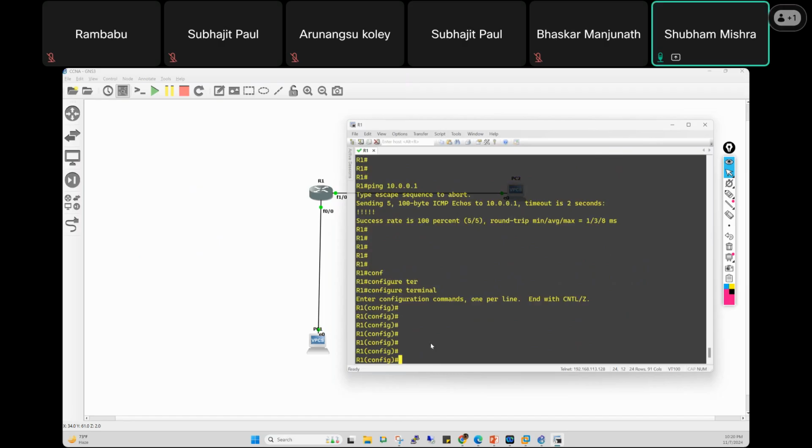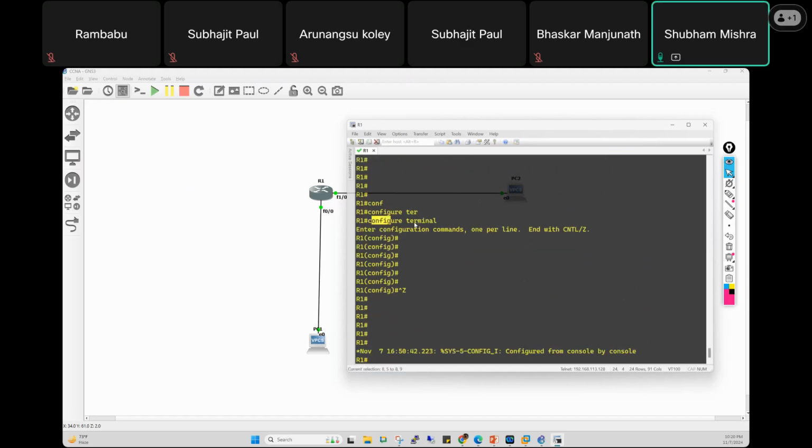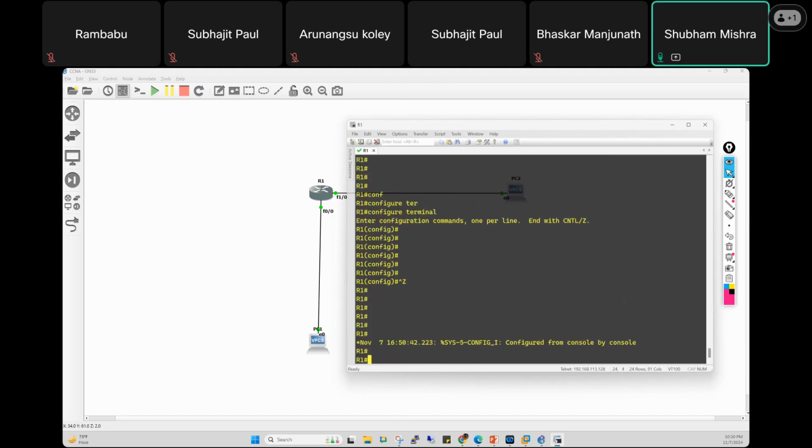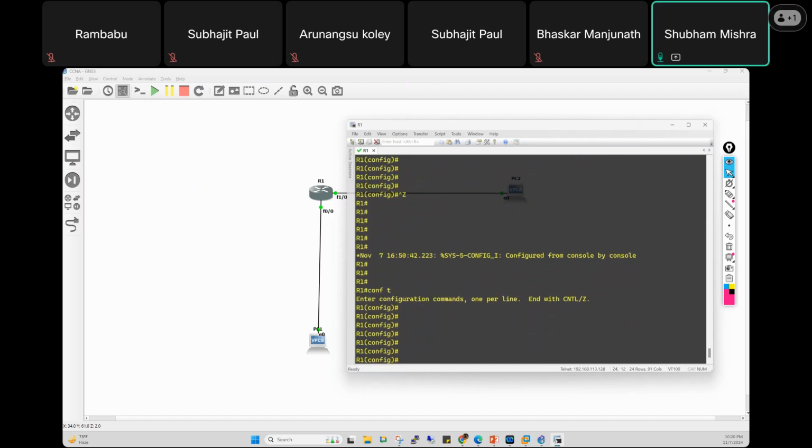Understand everyone? Yes or no? Tell me. It is not necessary to write the complete command configure terminal to move into global configuration mode. For example, if I write only conf space T, see, I am in which mode? Global configuration mode. So it is not mandatory every time to use the full command. Clear everyone?